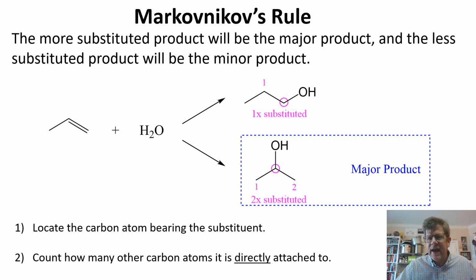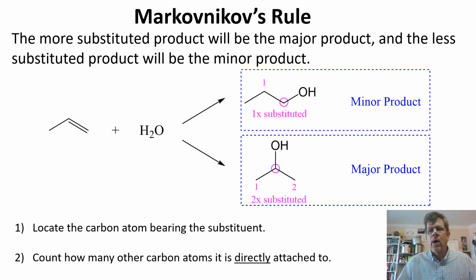We can predict that using Markovnikov's rule. This product of the two would be formed in the greater amount. And the other one, the less substituted product, would be formed in a minor amount. So we have a predictive quality to this using Markovnikov's rule.